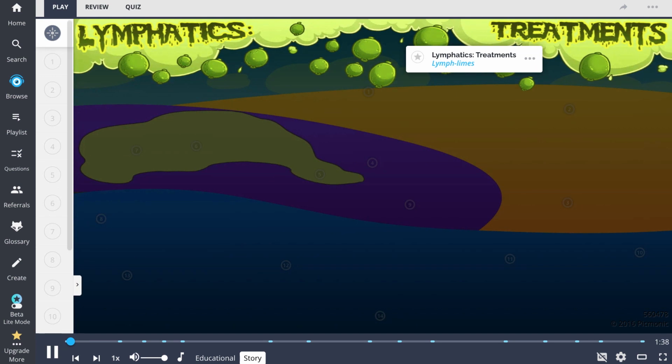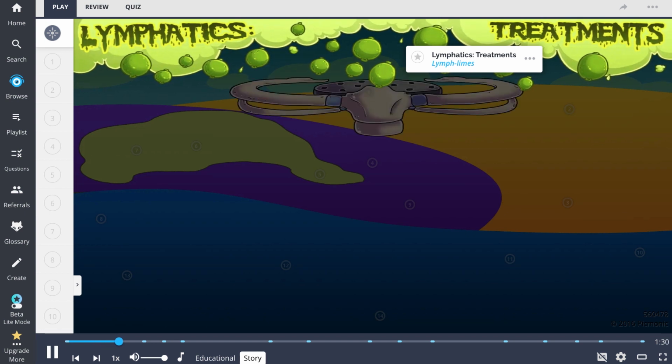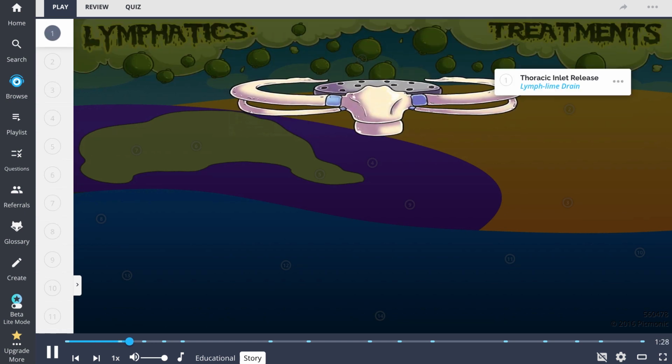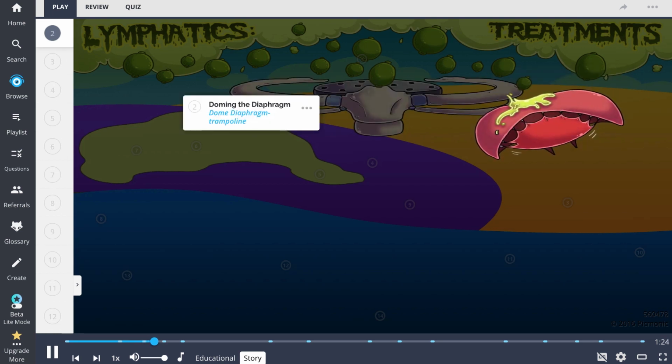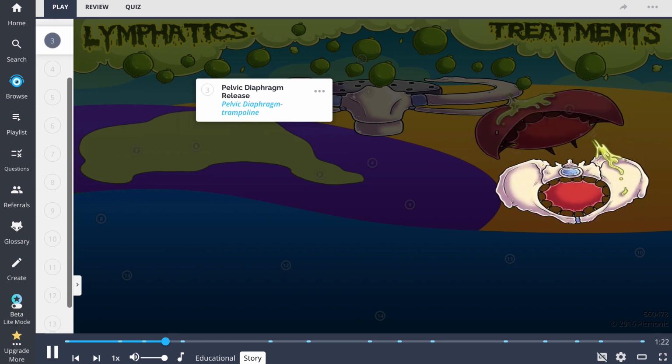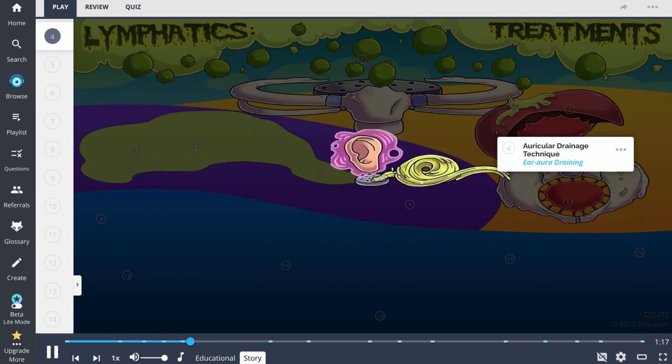Good heavens! It's not raining cats and dogs out here. It's raining lymph limes. All that lime juice has to go somewhere, and thankfully, there's a lymph lime drain to funnel it all away. It pours over the dome of the diaphragm trampoline and down onto the pelvic diaphragm trampoline. All the pressure of lime juice builds up on these trampolines until they release and bounce it on its way.